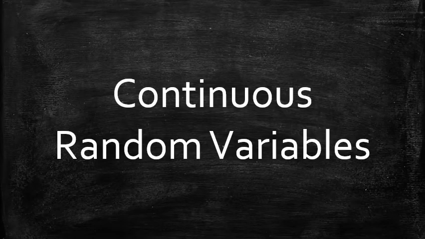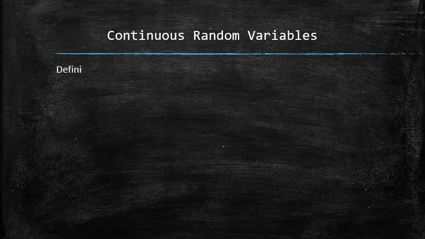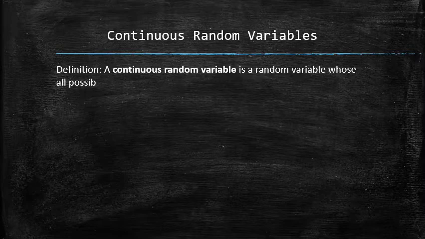Previously, we introduced a new framework, which is built around the concept of a random variable. We already discussed the discrete random variables. Next, we will focus on continuous random variables. Let's recall the definition. A continuous random variable is a random variable whose all possible values form a continuous interval.